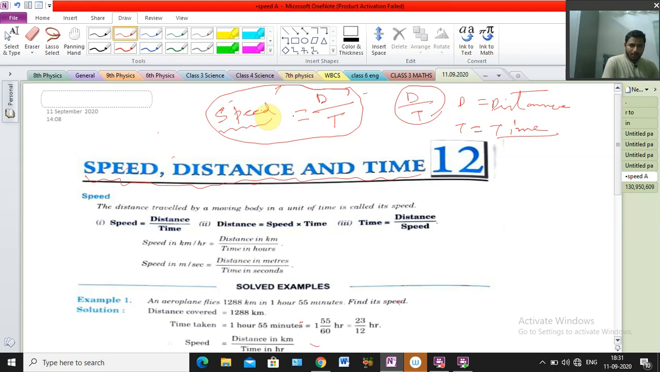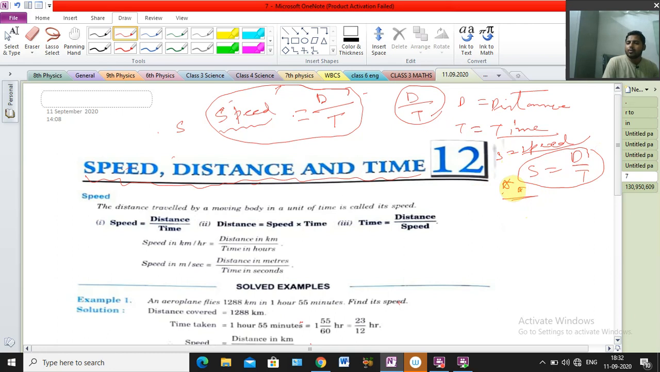Clear? So the short form of speed is S. So our relation is S equal to D by T. S for speed, D for distance and T for time. That is the relation, and a very important formula. With the help of this formula now we will solve the problems. Clear?